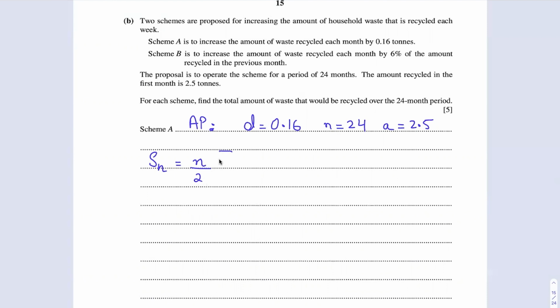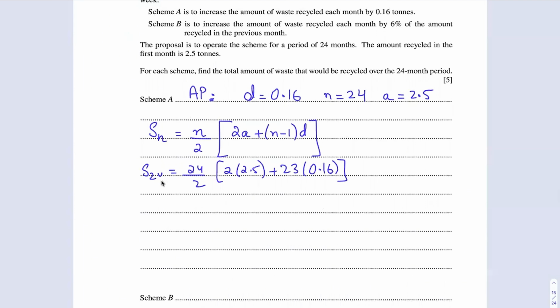So we know that the sum for an arithmetic progression is given by n upon 2 bracket 2a plus n minus 1 into d. This will become 24 upon 2 bracket 2 times a, which is 2.5, plus 24 minus 1, which is 23, into 0.16. So this is the sum of 24 terms. Substituting this in the calculator, we get 12 into 5 plus 3.68, which will give us the sum of 24 terms as 104.16 tons. As we have to give our answer in three significant figures, the final answer will be 104 tons.